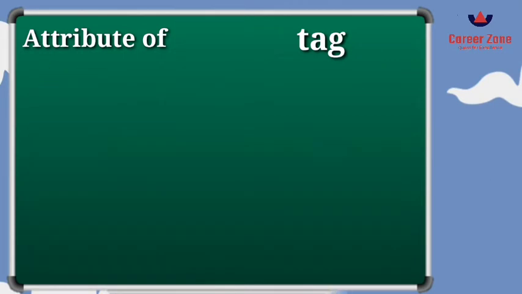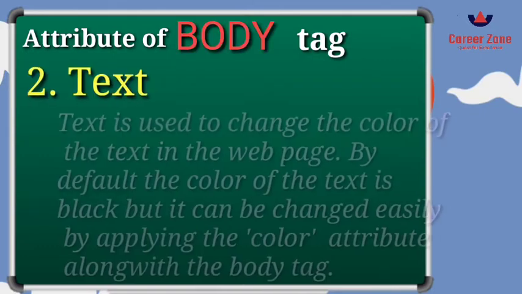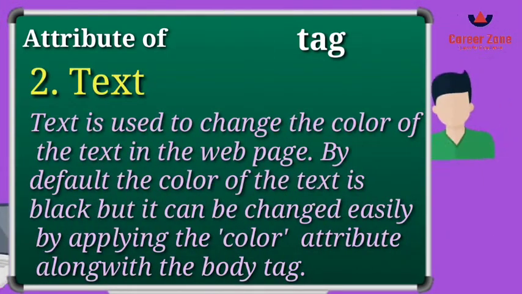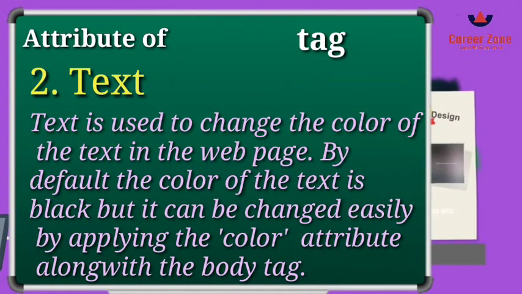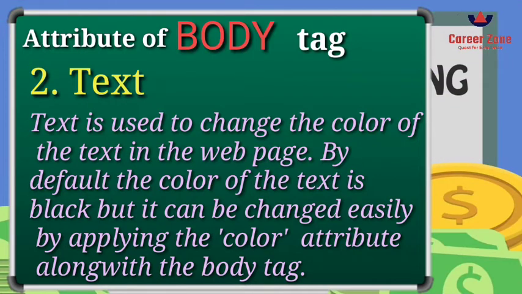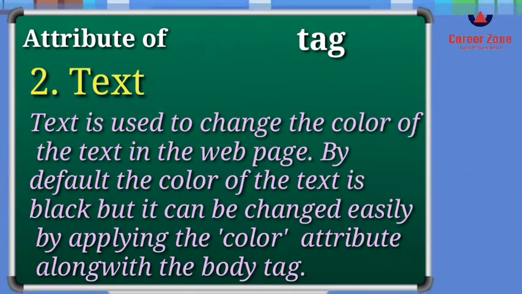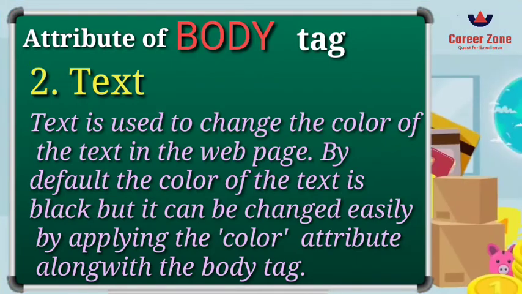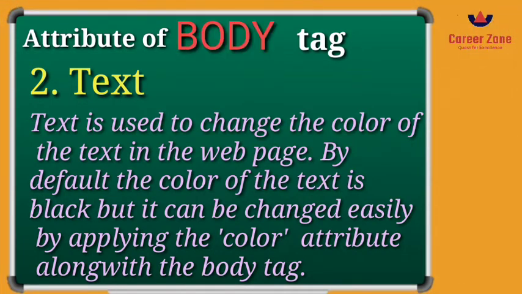The second attribute of the body tag is text, which helps us to change the color of the text written inside the web page. We can write body text is equal to the color name, whatever color you want, which will change the color of the text.